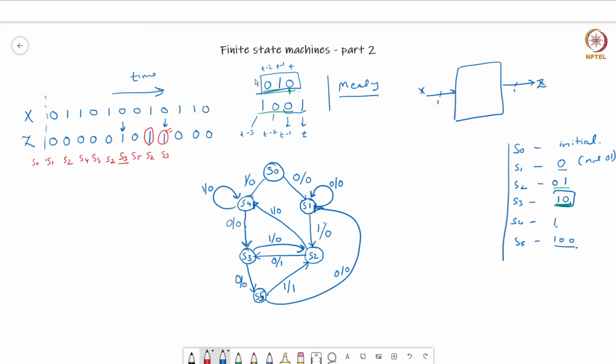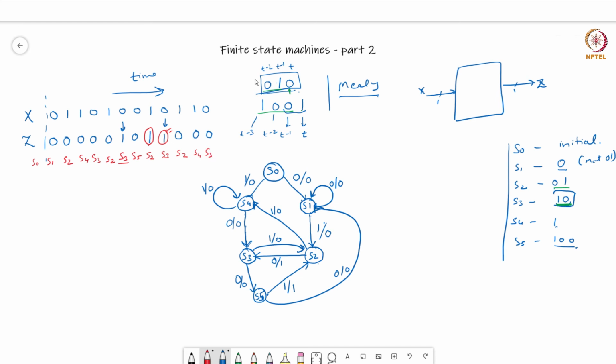And then from S3 the input is 1. That means we are back in the S2 state. And after that there is another 1. So from S2 we have received another 1. We are there in the S4 state. The output is 0. From S4 state the next input is 0. That means we are in the S3 state.